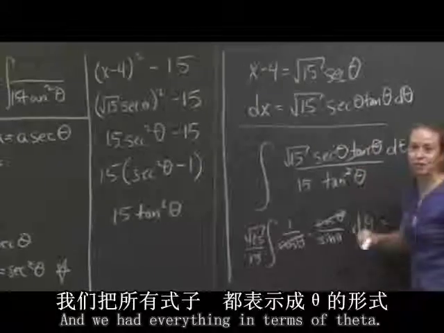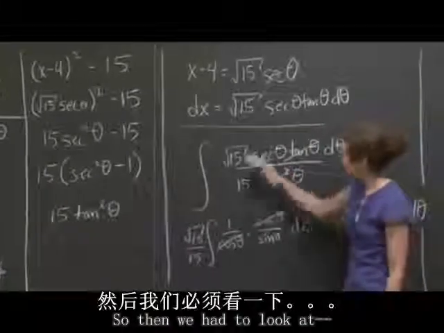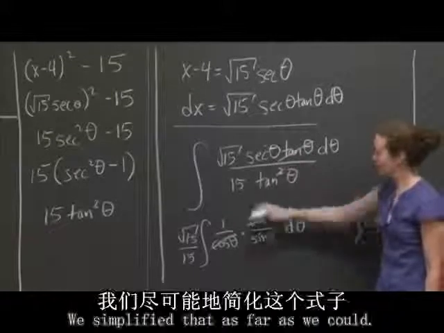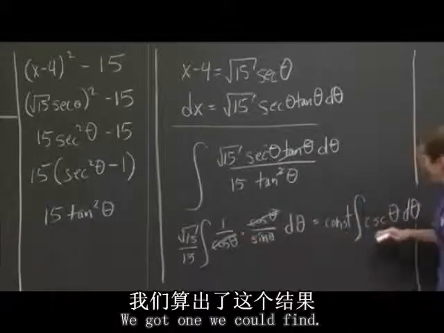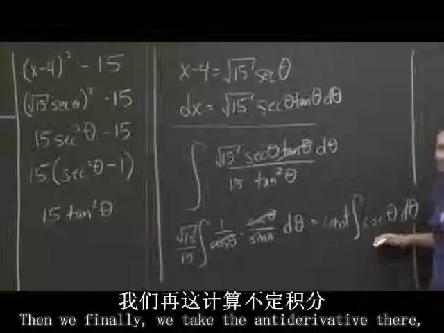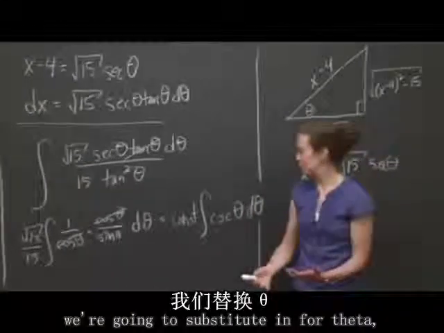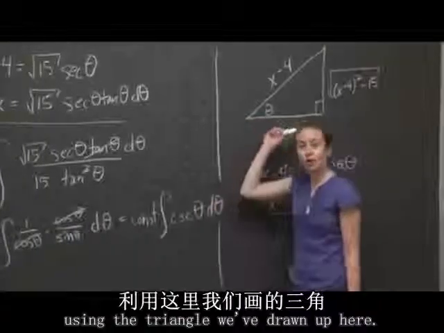So we did all that, and then we came over further here. And we had everything in terms of theta. So then we had all these trigonometric functions of theta. We simplified that as far as we could. We got one we could find. Then finally we take the antiderivative there, and then in the very end we're going to substitute in for theta using the triangle we've drawn up here.